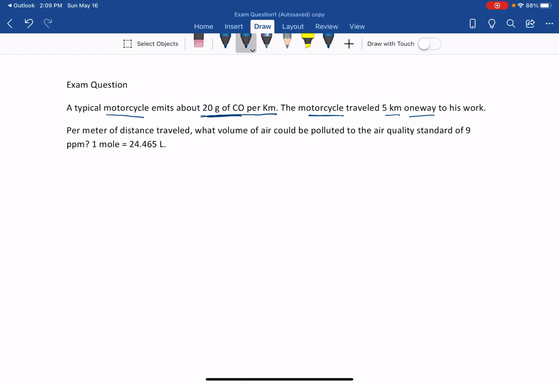The problem is per meter of distance traveled. What volume of air could be polluted to the air quality standard of 9 ppm, assuming that 1 mole equals 24.465 liters? So, in order to solve this problem, we have to find the volume first. Okay, the volume of the pollutant.